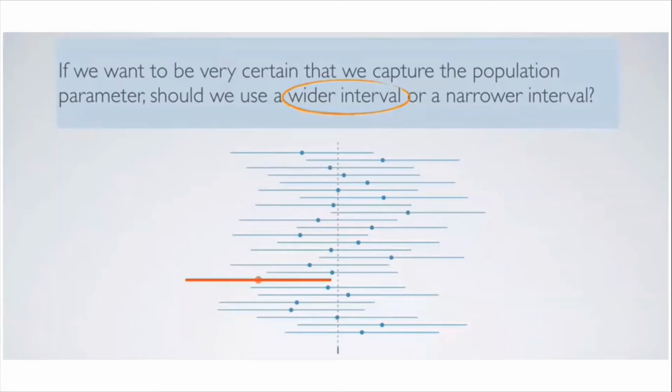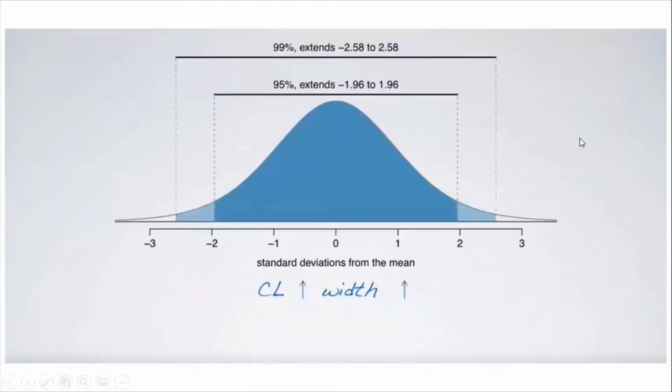Why don't you open it as wide as you can, so that you can capture the true population parameter whenever you catch it? Is it a good idea to have a wider confidence interval? Let's see. Let's compare 95% and 99%.